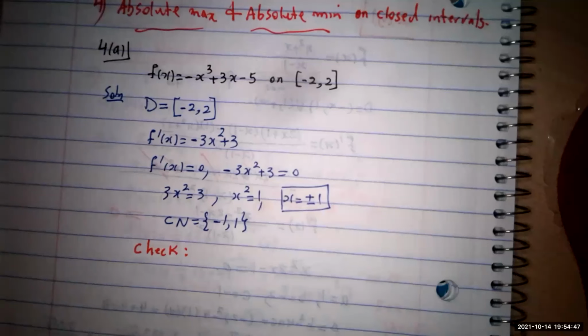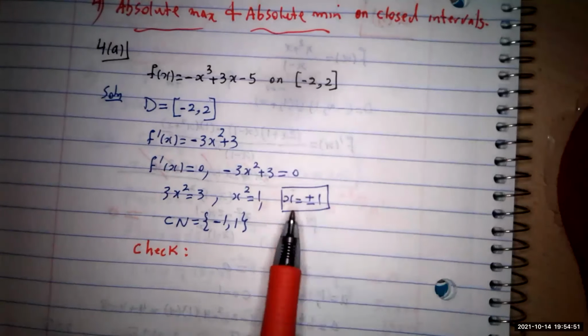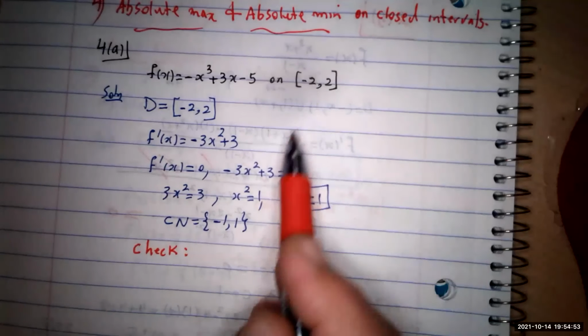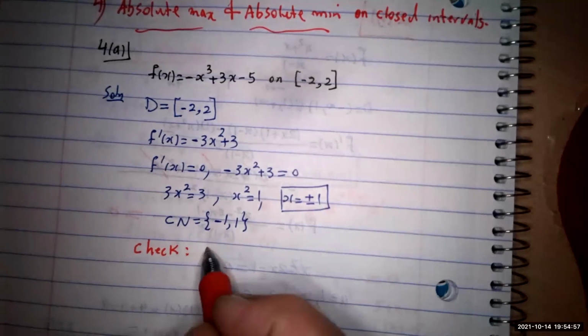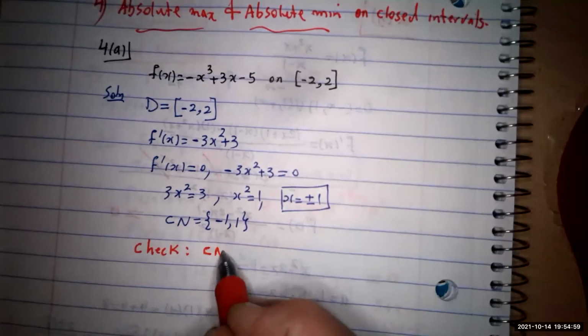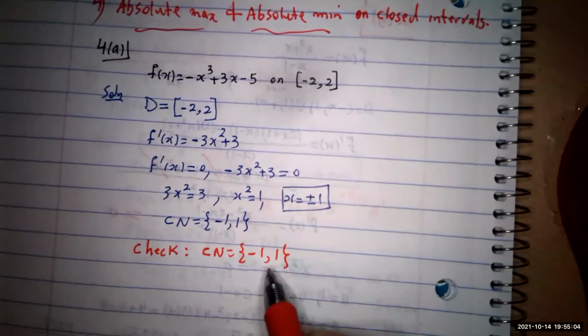So you check with your domain. You see the domain is between -2 and 2. So -1 is in the domain and +1 is in the domain. So we check and we decided that both numbers are nice. So we are going to use both of them.